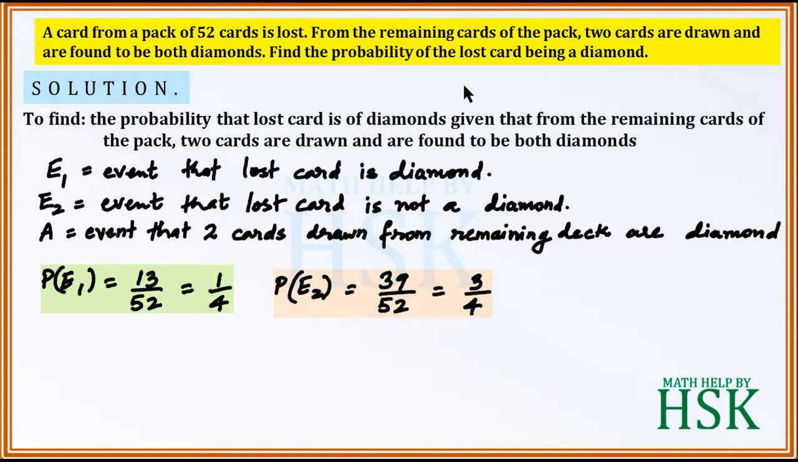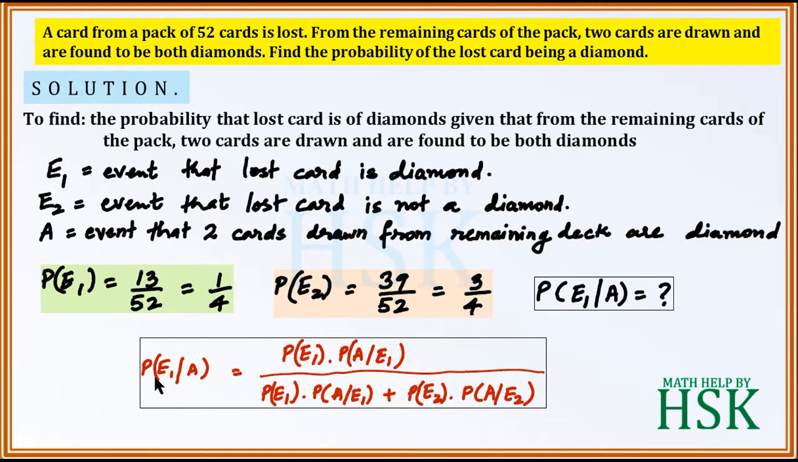We are required to calculate the probability of E1 given A. That is, the probability that the lost card is a diamond, given that the 2 cards drawn from the remaining deck are diamonds. For this we apply Bayes theorem. Probability of E1 given A would be equal to probability of E1 into probability of A given E1, upon probability of E1 into probability of A given E1 plus probability of E2 into probability of A given E2.